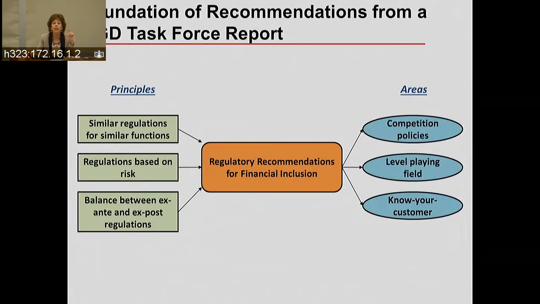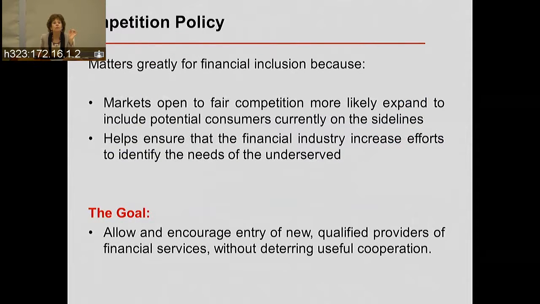So with those three very basic principles, we propose three sets of recommendations in three areas: competition policies, the area of leveling the playing field, and the area of know your customer. Let me first move to competition policies.